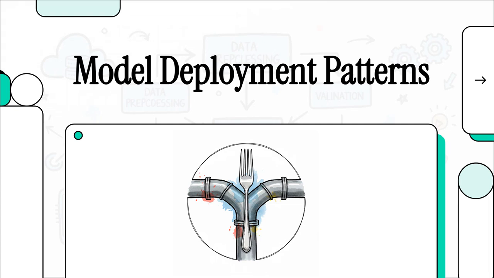All right, so you've done it. You've built a killer machine learning model. But now what? That's the big question, right? Today, we're diving into what's arguably the most critical step, actually getting your model out into the real world. We're going to break down the three main deployment patterns that really separate the successful AI projects from the ones that just, well, become expensive failures.